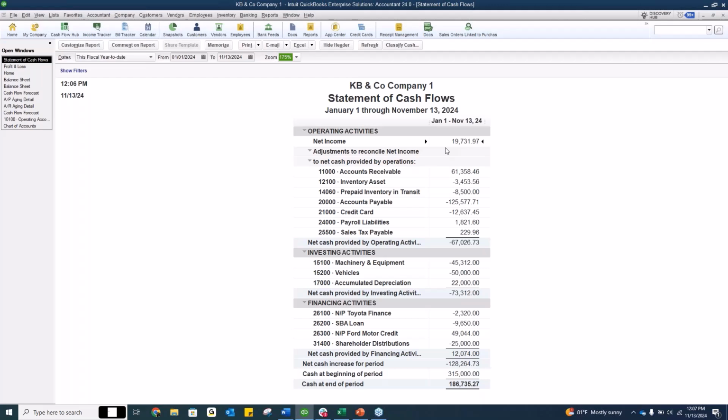You think about why that number is a positive, because after we recognize our income, cost of goods, expenses, we have a positive result. We have net income, and that gets added to our cash balance.